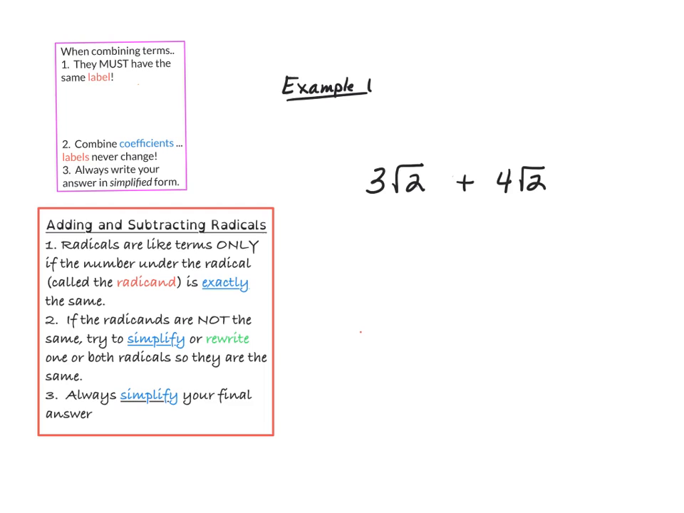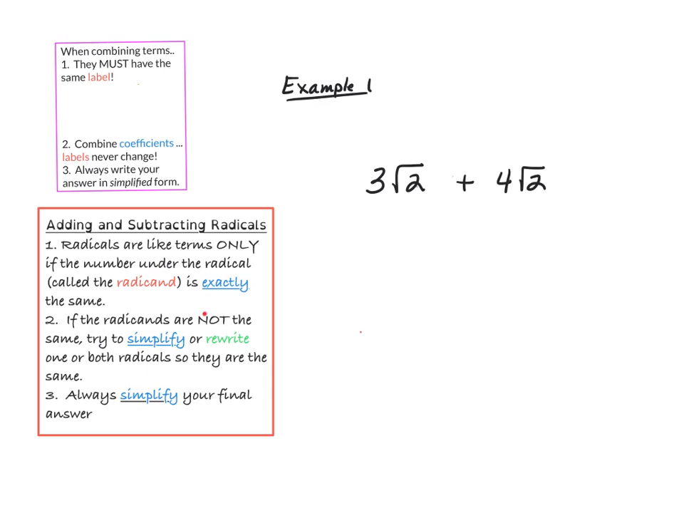So let's go through our first example that'll actually look a little more similar to the type of problems you'll do in math class. So we need to combine these terms. What I have copied over on the left side, which will appear on all the examples we do, just so you're aware, is a reminder about what we've been talking about. When we combine like terms, they have to have the same label. When we do combine them, we just change their coefficients. Our labels never change. But we always write our answer in simple form.